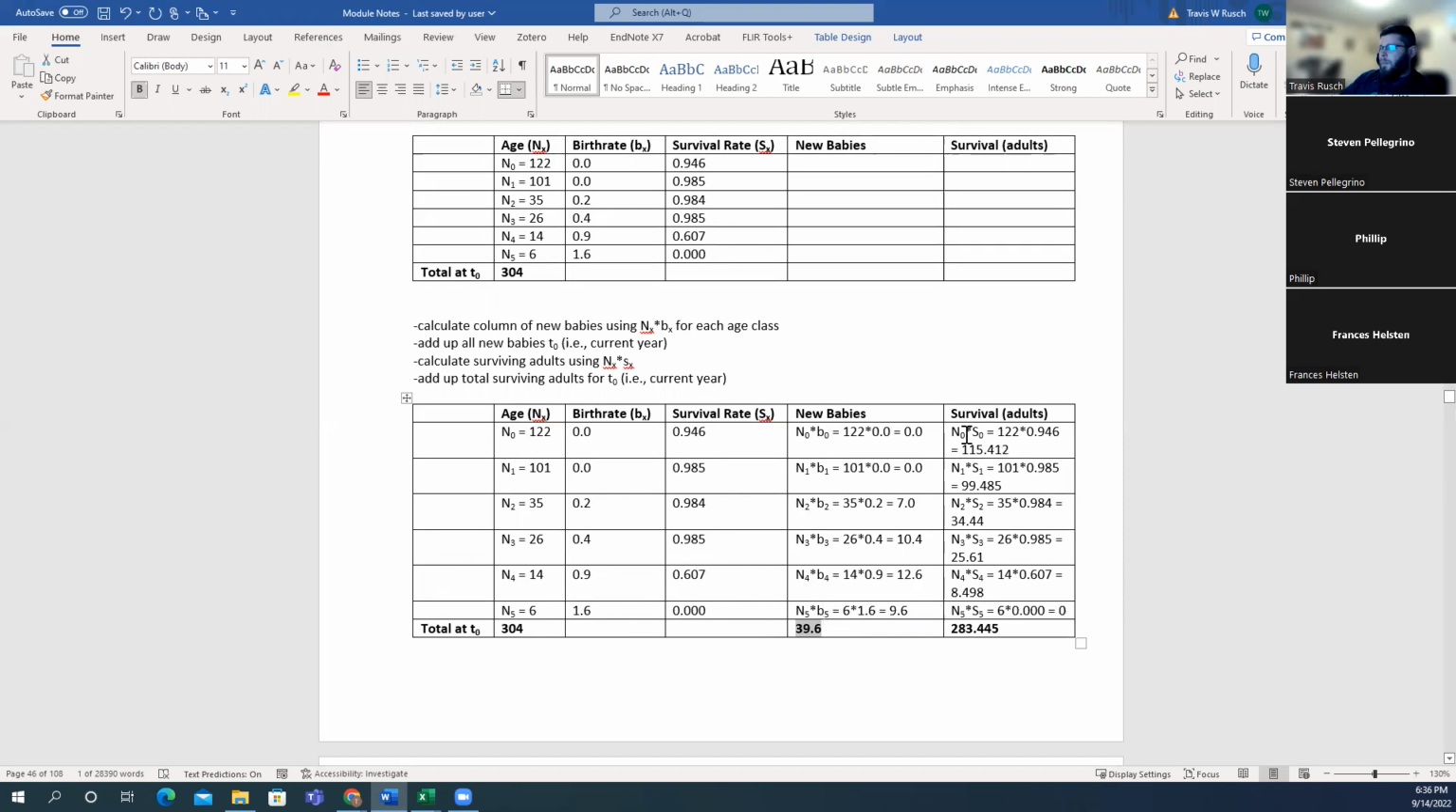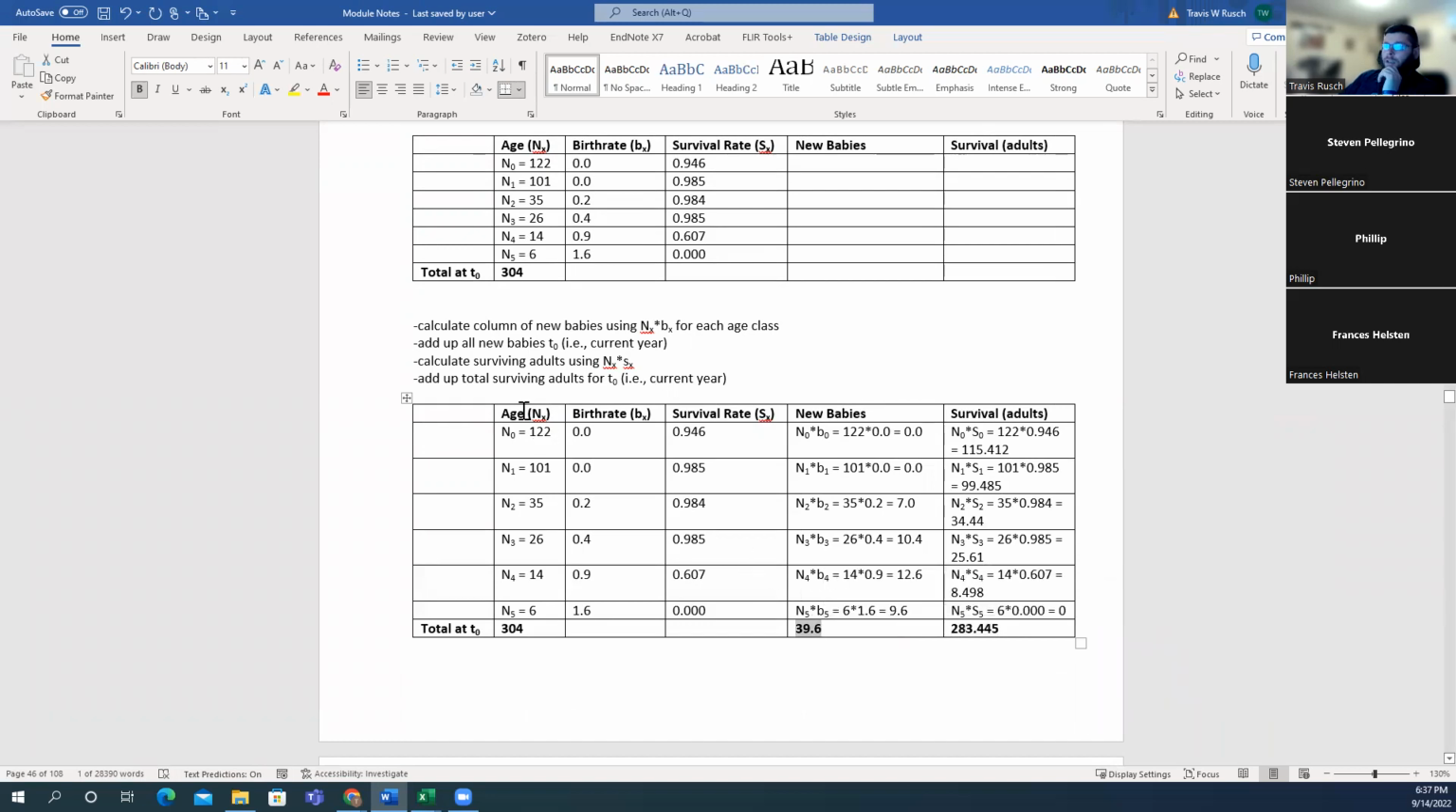And then survival is the same idea. How many of the original 122 newborns are going to survive to be 1-year-olds? So that's just the number for that age bracket. So n sub 0 is 122. And we multiply that by S of x, the survival rate, and we have 115 surviving. Here we have 99. And then we can add up the next year's population, which is going to be 283 surviving plus the 39.6 that were born.